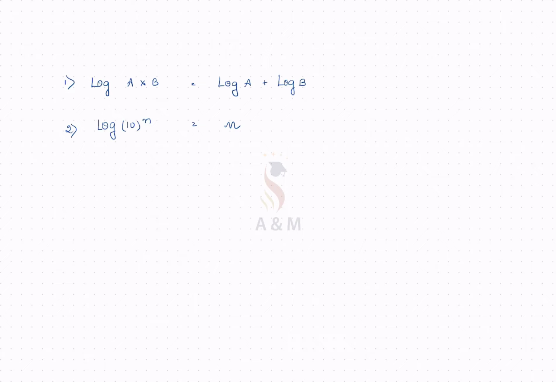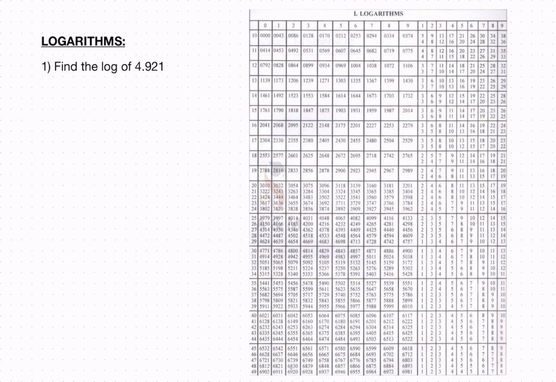Let's solve a couple of sums based on logarithm. First question, find the log of 4.921. First step, you have to not consider this point. That means 4 and 9 you have to consider together, that is 49. Why you have to do this? Because the number starts from 10, correct? You cannot search 4 from here, right? So you have to join 4 and 9.